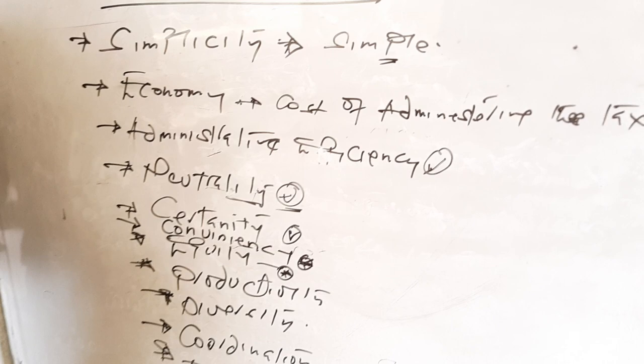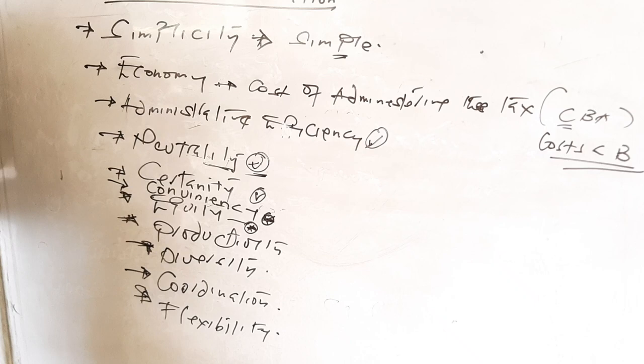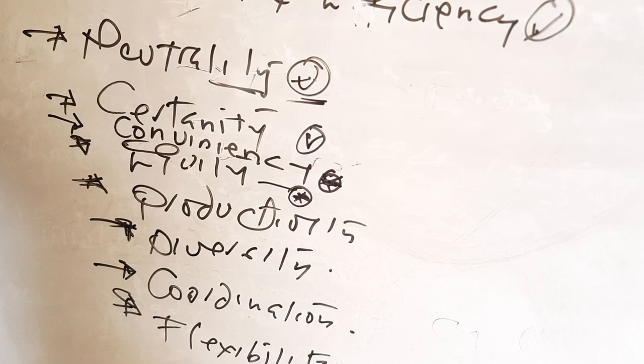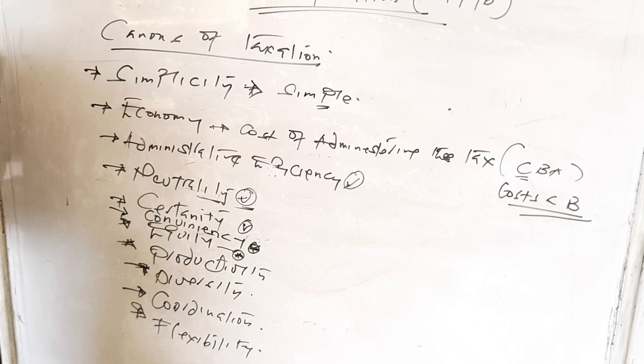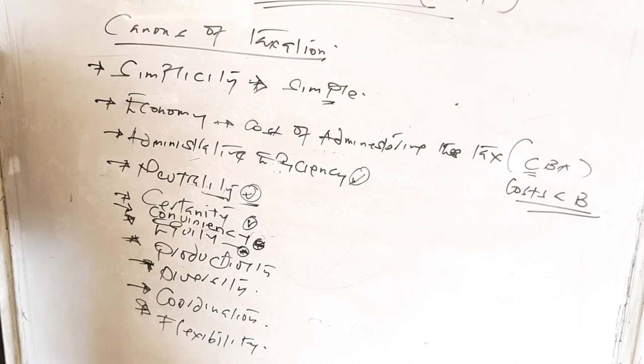Equity means people in similar circumstances should be given similar treatment, which gives us horizontal equity. Dissimilar treatment for people in dissimilar circumstances gives us vertical equity. As one of the major canons, there are three alternative principles that may be applied in the equitable distribution of the tax burden.